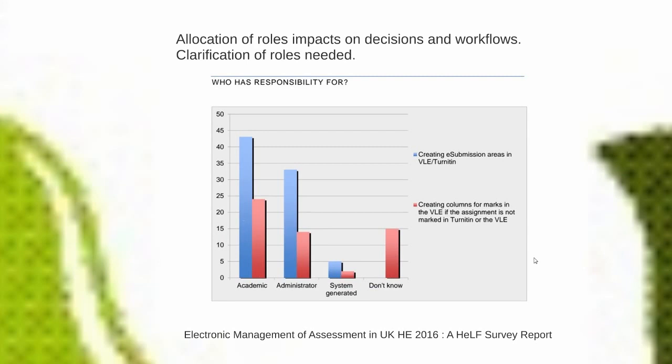Another issue that we found was interesting was around the allocation of roles. So, for example, it sounds very simple as to whether it is one of your administrators who's setting up your submission points or whether maybe it is one of the academic staff. But actually, we noticed that would then influence choices further along the line in the whole workflow process. So again, it made us realise that maybe we need to define the roles and who does what in the e-assessment process more clearly.